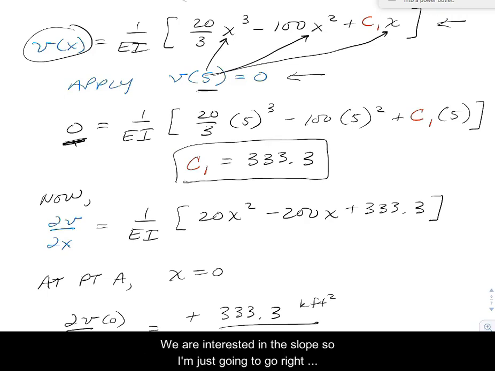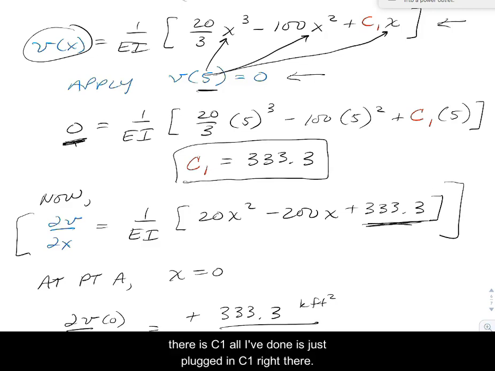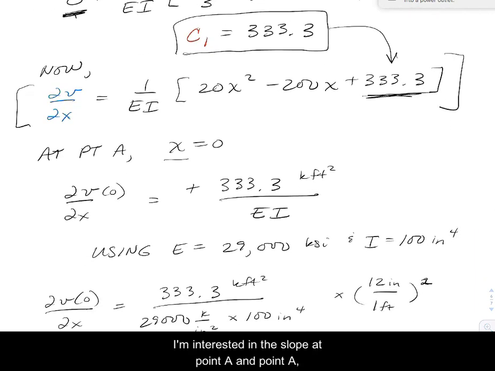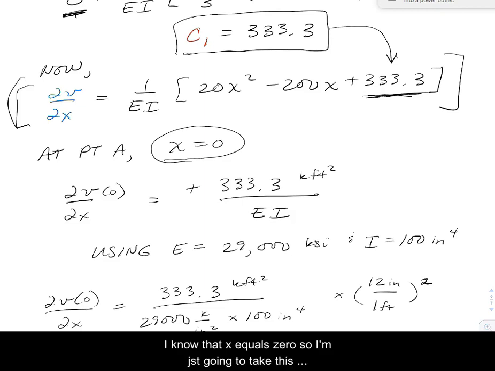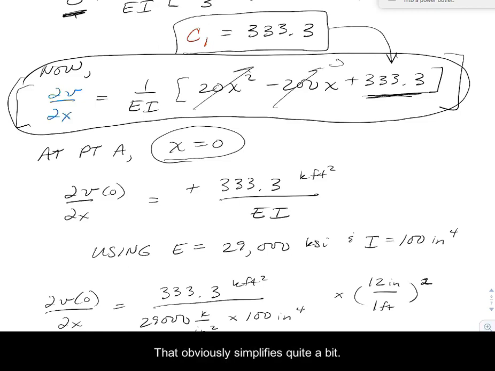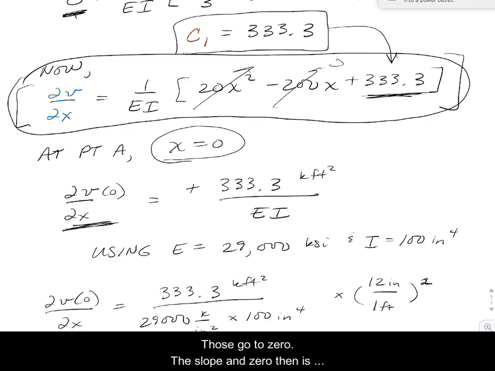We're interested in the slope. So I'm just going to go right back to the slope equation that we had from earlier. Right there's C1. So all I've done is just plugged in C1 right there. And I'm interested in the slope at point A. And at point A, I know that x equals 0. So I'm just going to take this equation and plug in x equals 0. So that obviously simplifies quite a bit. Those go to 0. The slope at 0 then is equal to plus 333.3 kip feet squared over EI.